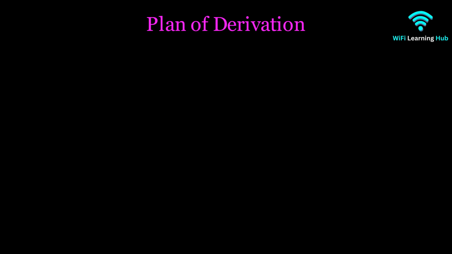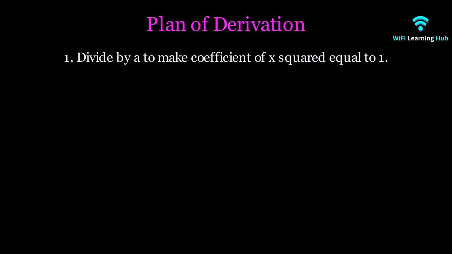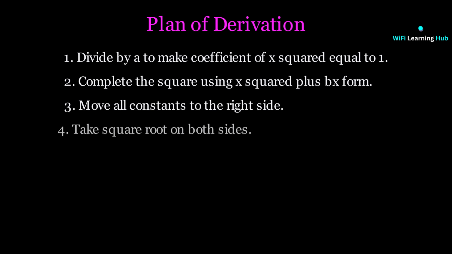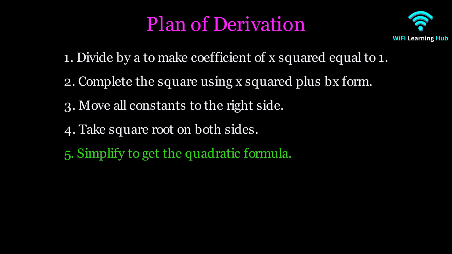Before deriving the formula, let us understand the plan. First, divide by a, so that the coefficient of x squared becomes 1. Second, complete the square. This means we will convert part of the expression into a perfect square. Then we will move constants to the right side, take square root, and simplify. The supporting identity is (p plus q) whole squared equals p squared plus 2pq plus q squared.